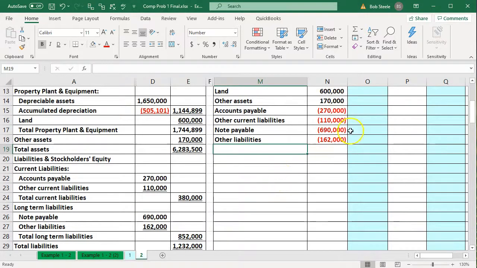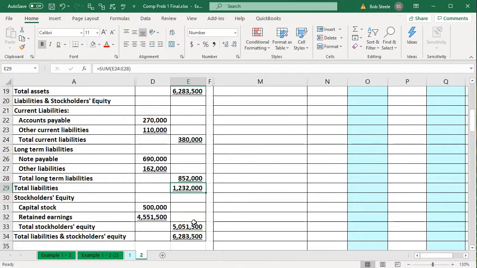Now, if we want to double check the liabilities and see that they are correct, we can highlight them. They're going to be showing as negative numbers here, but that's because they're credits. That's okay. Don't let that throw you off. The balance is 1,232,000. That adds up to the balance here, so we're pretty confident that the liabilities are as they should be. Now we're in the equity section.